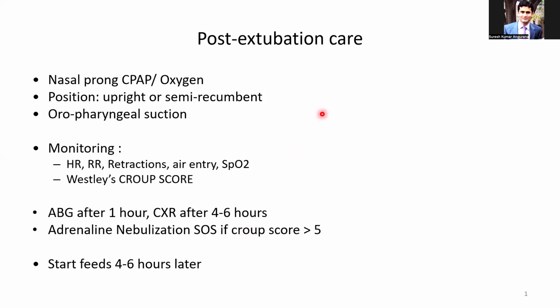Post-extubation care: we can put the child on CPAP or oxygen depending on the condition. The child should be kept in an upright or semi-recumbent position. Oropharyngeal suctioning should be done regularly, and we should monitor clinical parameters. The Westley croup score is an important parameter to detect upper airway obstruction. We can do ABG after 1 hour and chest X-ray after 4 to 6 hours. If there is croup or stridor, we can give adrenaline nebulization. And after 4 to 6 hours, if everything is okay, we can start feeding. Right?